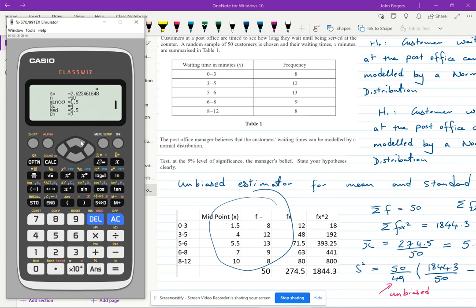So yeah, we've got those. We also have the summary data that we worked out. So our 1844.3 actually was 0.25 more accurately, and our 274.5 are there as well if you need the summary data. So that's how we would use a calculator, and obviously that would then be a pretty quick process.